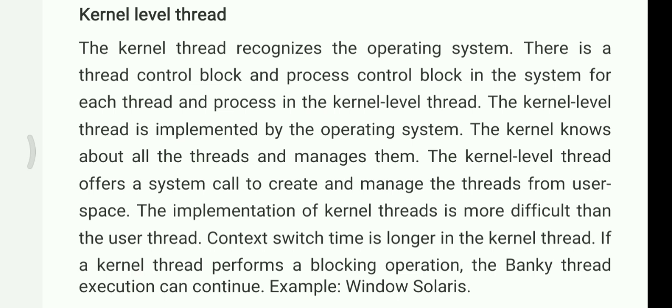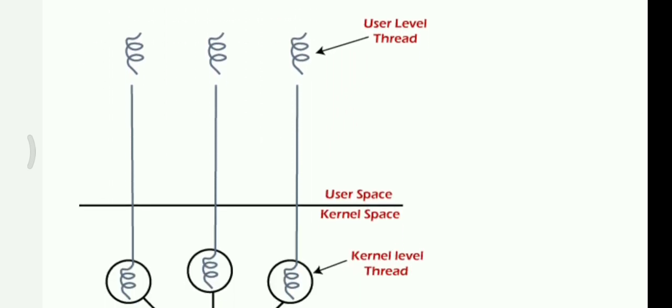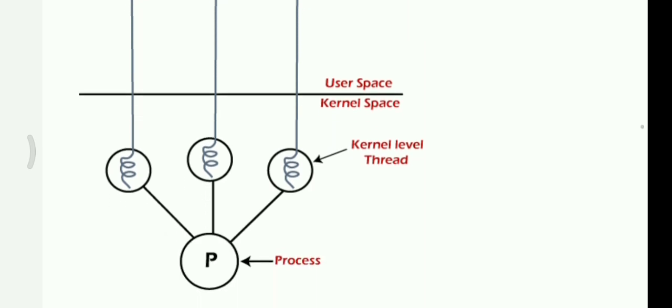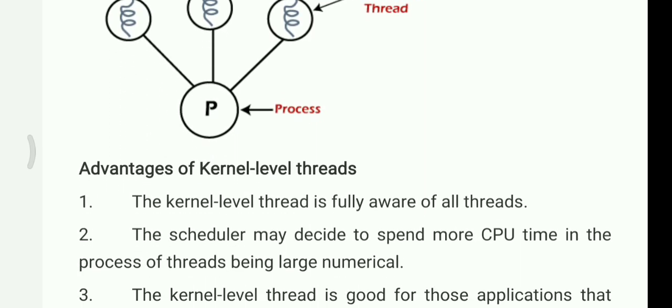Examples of kernel level thread are Windows and Solaris. Then we can see the advantages of kernel level thread. Let's scroll the screen. This is the overall diagram of user level thread and kernel level thread in processes, and how it is implemented.